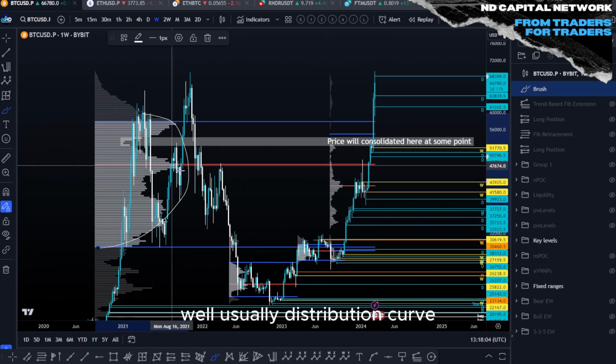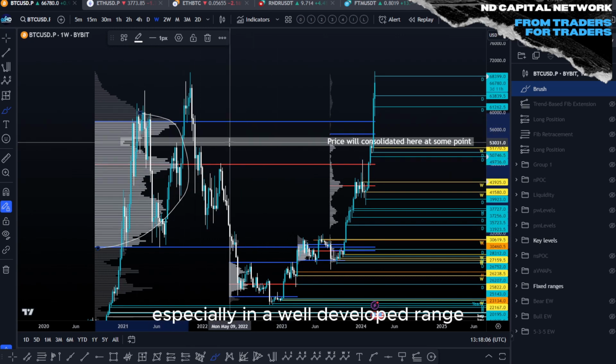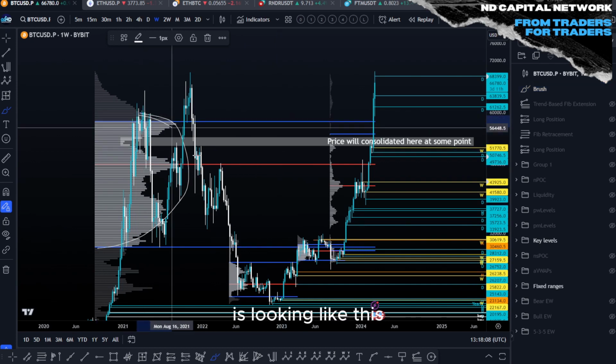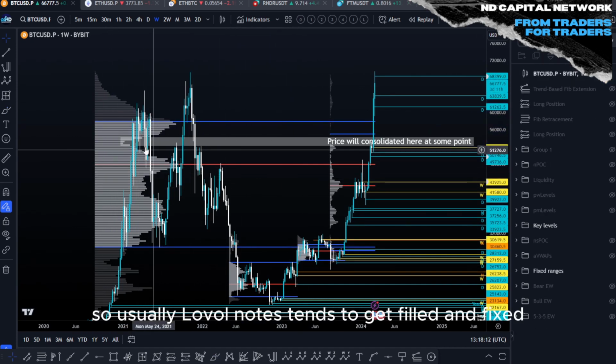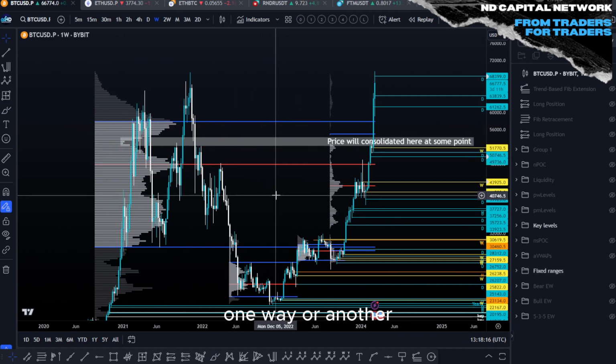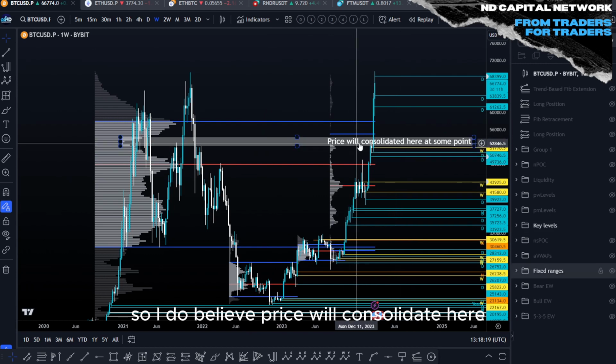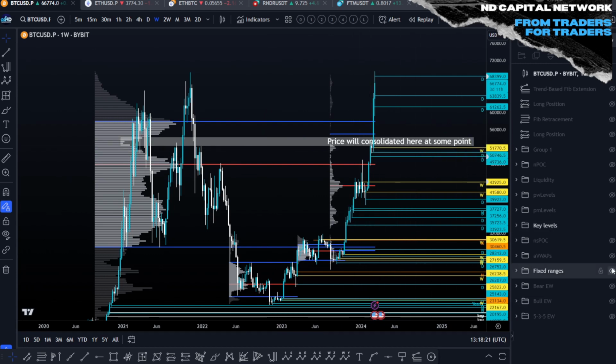Why? Well, usually a distribution curve, especially in a well-developed range, looks like this. This is called the bell theory. You can look it up. So usually low volume nodes tend to get filled and fixed one way or another. So I do believe price will consolidate here at some point.